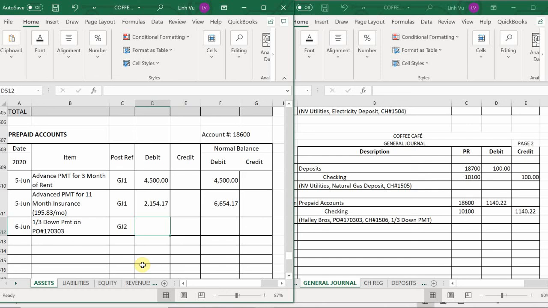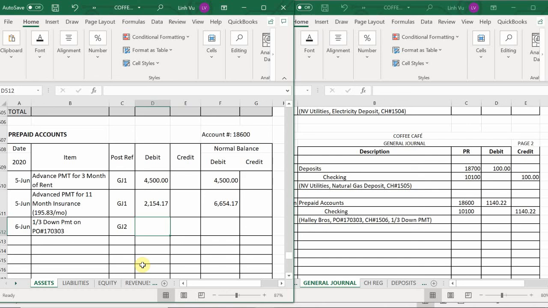Because you have a down payment, you use a prepaid account. In this case, this is a deposit that they asked of me. I'm not paying specifically for a part of a coffee grinder and a part of a coffee brewer. I'm just making a down payment just to ensure that yes, I want these two items. That's all it's saying.